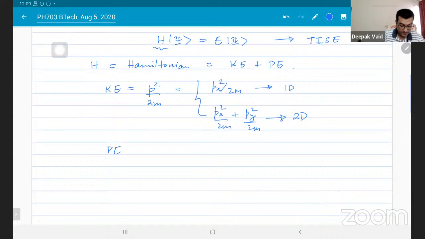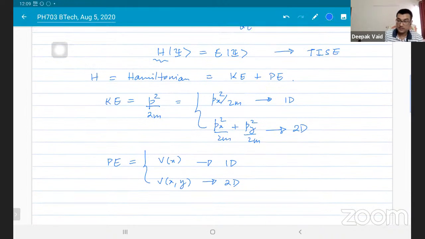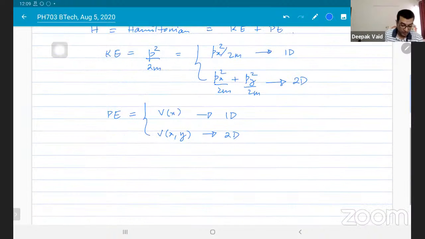What about our potential energy? Well, the potential energy will be some function of both x and y, right? If you're in 1D, it's just a function of x. If you're in 2D, it will be some function of x and y. So these are the classical values of these kinetic and potential terms. The corresponding operators we can write down in a very simple manner, right?